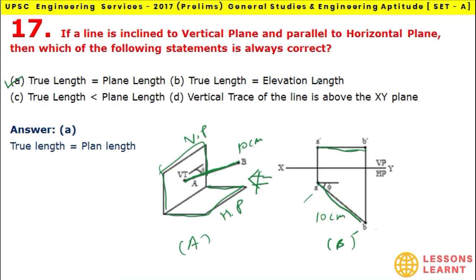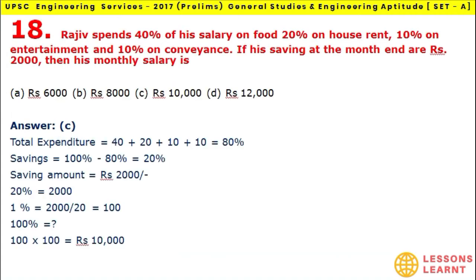The option that the true length is equal to the evaluation length is the wrong answer. The true length being greater than the plane length is also wrong, because whatever dimension we project on this plane will be the actual size. So the true length is equal to the plane length. That means option A is the correct one.